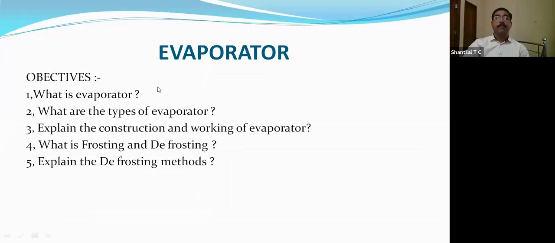So we can discuss what is an evaporator and what are the types of evaporator. Then explain the construction and working of the evaporator. What is frosting and defrosting? Explain the defrosting methods. These are the topics we can cover today.